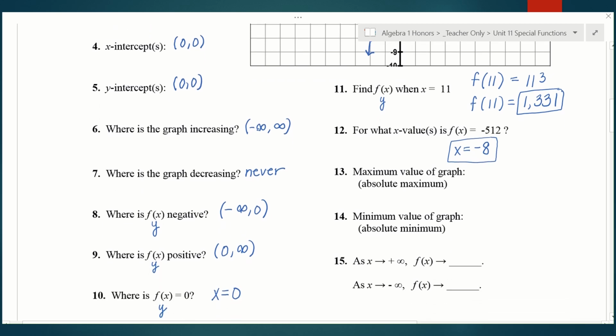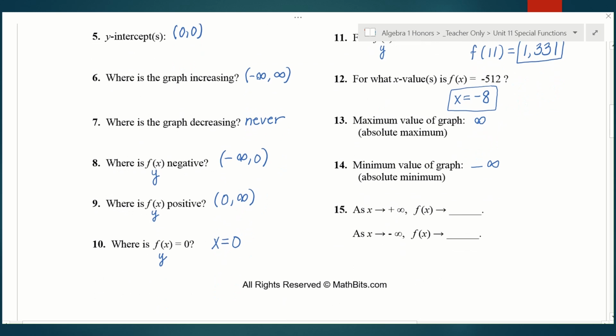Okay, the maximum value of the graph. So what's the highest our graph goes? Infinity. And the lowest our graph goes, the minimum, is negative infinity.